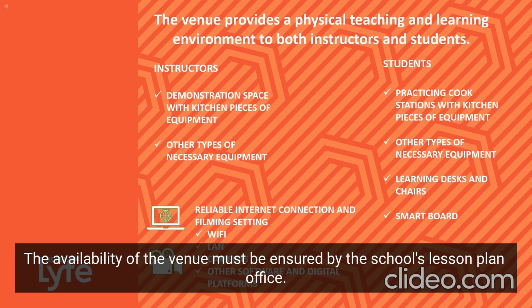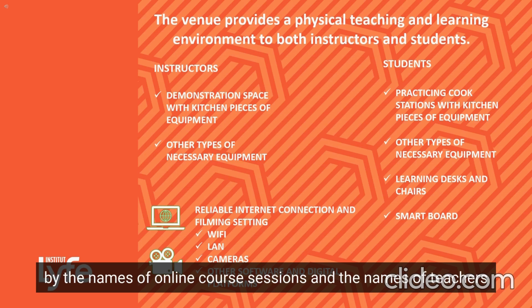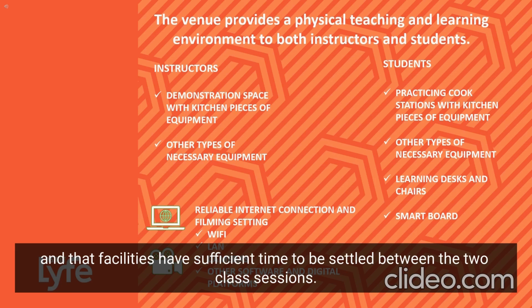The availability of the venue has to be ensured by the school's course planning office. The divisions of logistics and IT should also be notified of the venue reservations by the online course sessions and course instructors' names to make sure that the venue is open before the class session, and any settings have enough time to be reset between two class sessions.